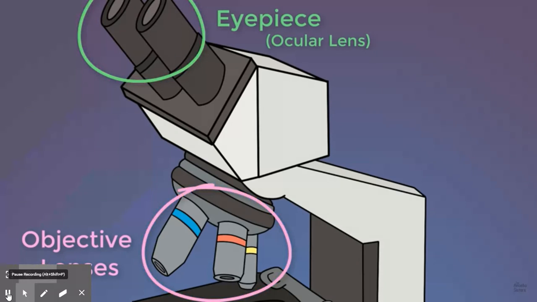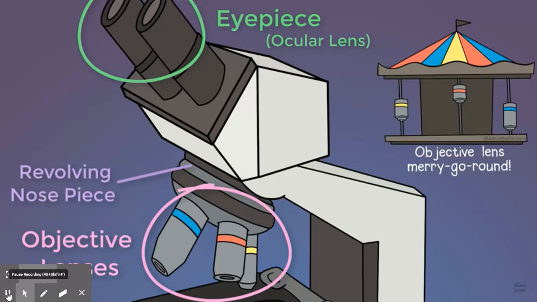You can see that the objective lenses are attached to this revolving nose piece, which allows them to be rotated, so you can select a certain one that you want to use.